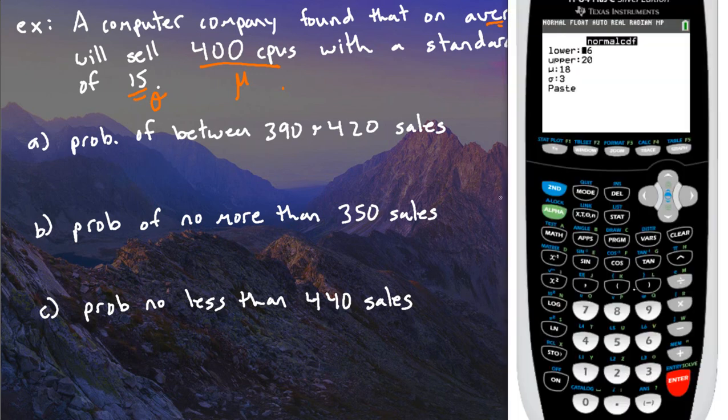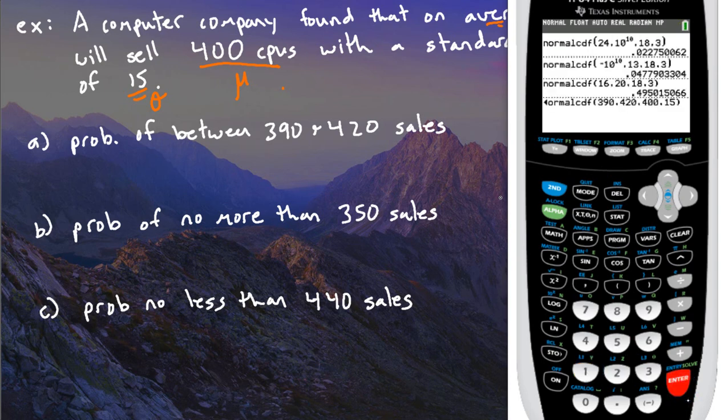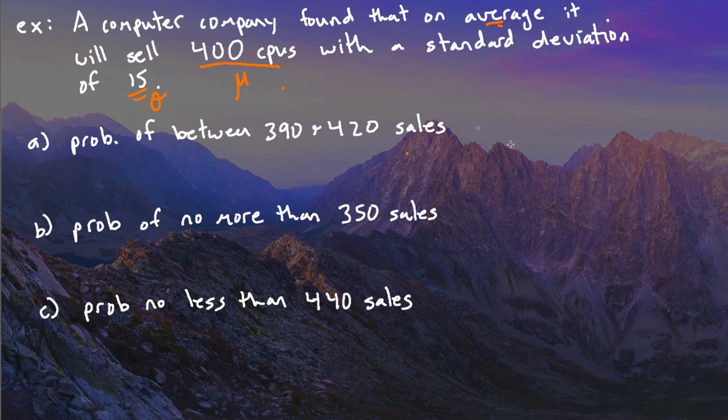But we want between 390 and 420. So 390 is our lower bound, 420 is our upper bound. Our mean is 400, and our standard deviation is 15. We'll go ahead and plug all that in, and we'll press enter, and we get 0.6563. So that's a 65.6% chance.